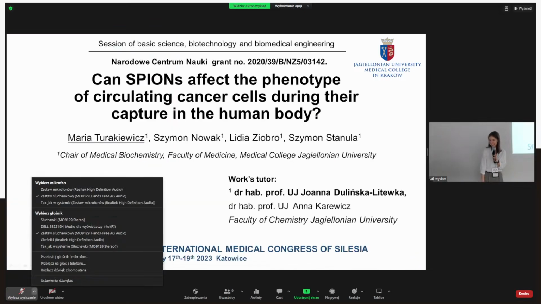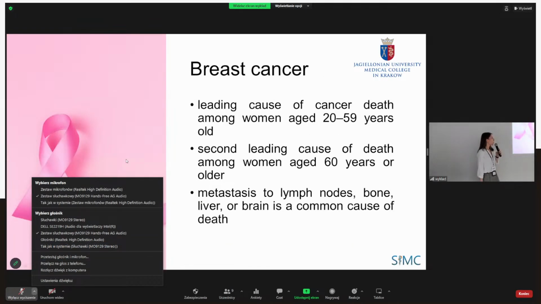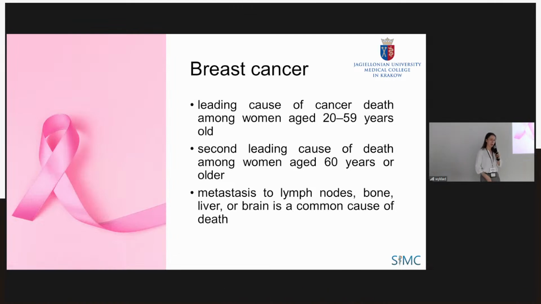Our experiment included breast cancer cells, and as we know, cancer is quite a big challenge currently in modern medicine. We picked breast cancer cells because it is one of the leading causes of cancer deaths in our population, and also because of the clinical applications of our SPIONs, which I will explain in a moment.